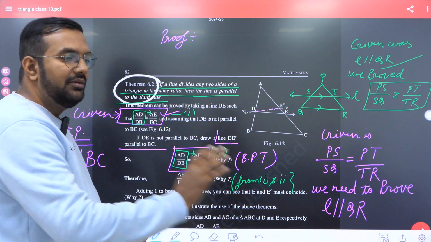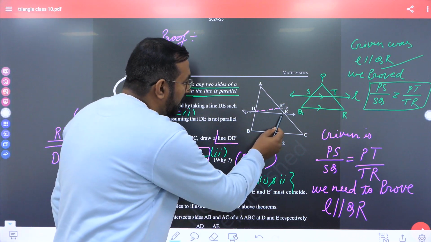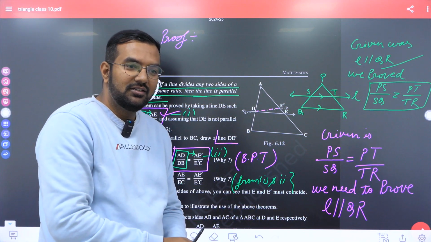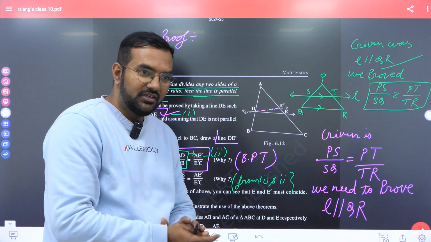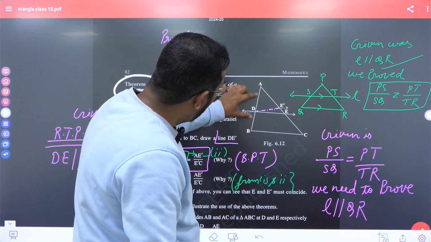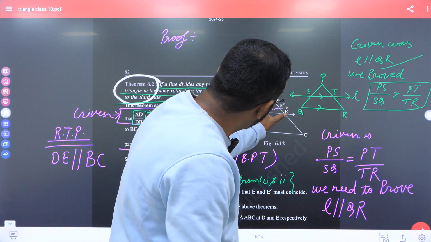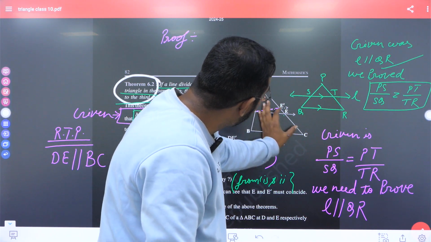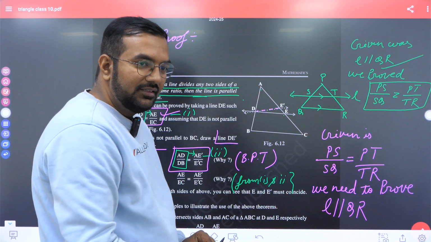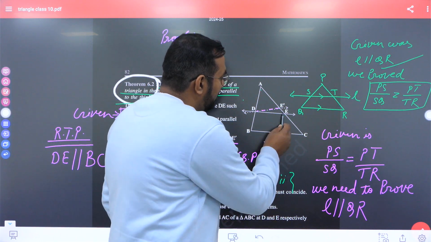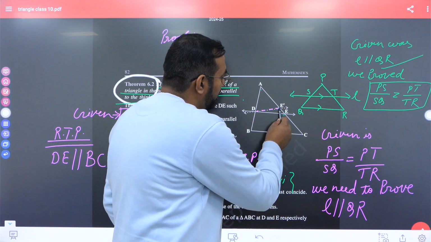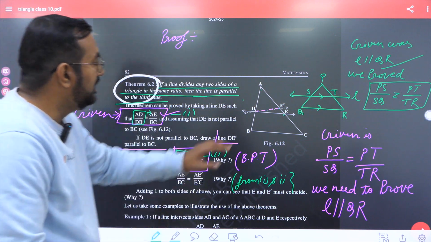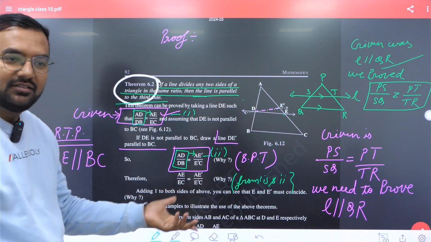That directly implies that E and E dash must coincide. Are you getting my point? This part upon this part is equal to this part upon this part, and it is saying that this part and this part is also equal to this part upon this part. That directly implies that this point and this point must coincide with each other. So E and E dash coincide each other.